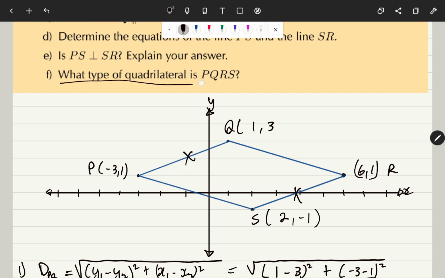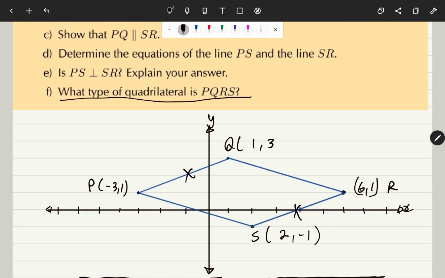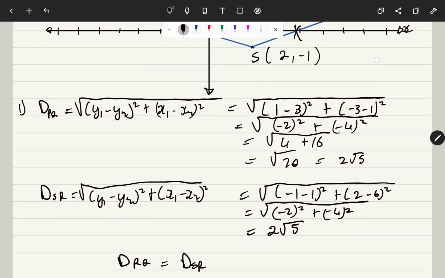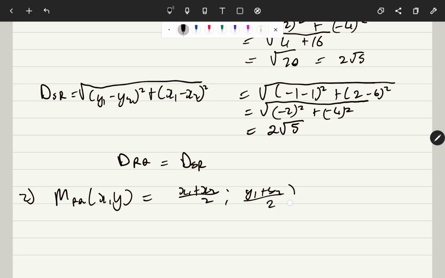Oh yeah, we have that question. Nice. So yeah, let's keep on working. They say number B, find the midpoint of PR. Here's PR. So remember the formula for midpoint. Midpoint of PR, which is your coordinates x, y, is going to be x1 plus x2 divided by 2, then y1 plus y2 divided by 2. Then you'll be done.